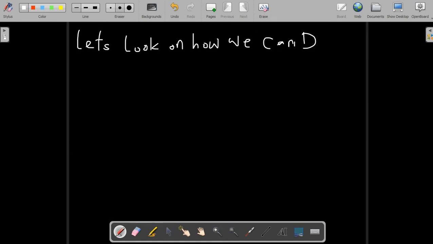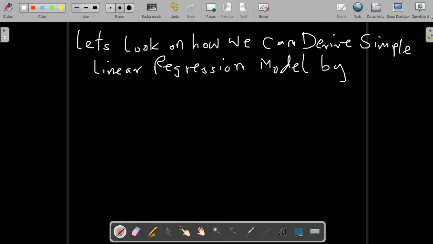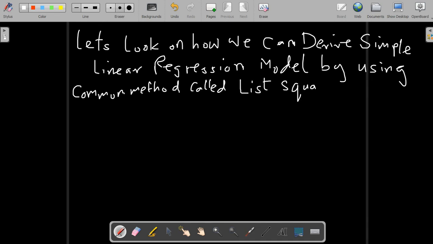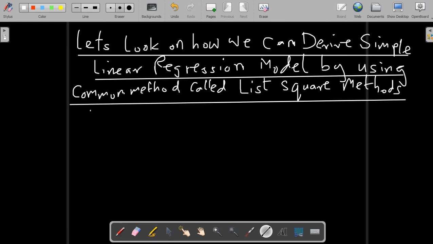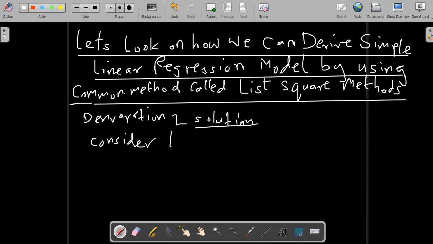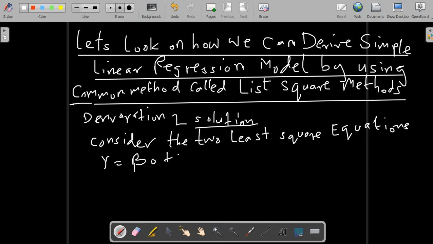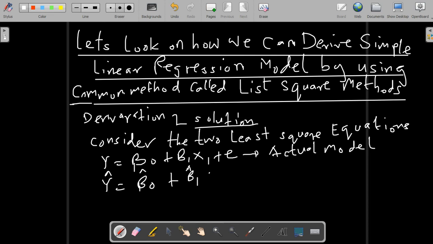Now let's look at how we can derive our simple linear regression model normal equation. We begin as follows. The most common method applied in estimating the simple linear regression model is the least squares method. Let's consider the two least squares equations. That's y = beta naught + beta 1 x1 + error term. This is the actual model. But also y estimated = beta naught estimated + beta 1 estimated x1. This is the estimated model.